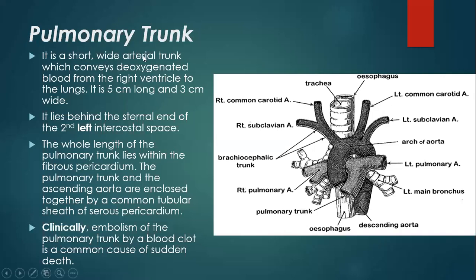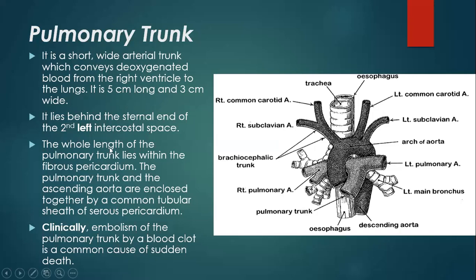So it is a short white arterial trunk which conveys the deoxygenated blood from the right ventricle to the lungs. It is 5 centimeters long and 3 centimeters wide. So it is very short, just 5 centimeters in length and 3 centimeters in breadth. This is called the pulmonary trunk. It lies behind the sternal end of the second left intercostal space.